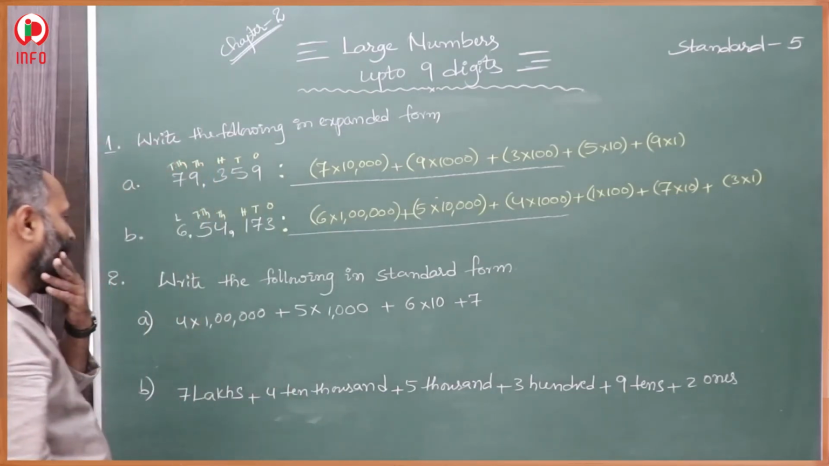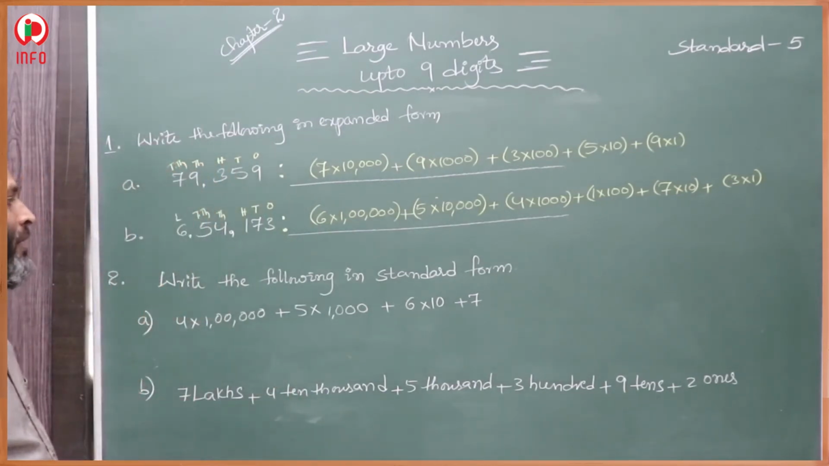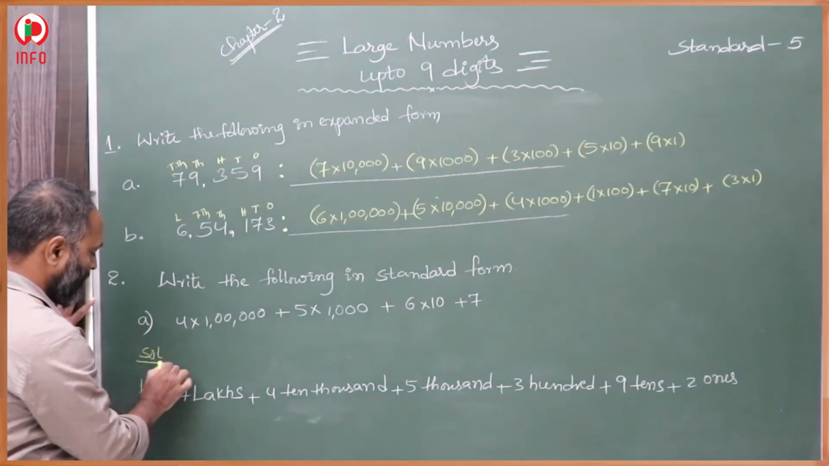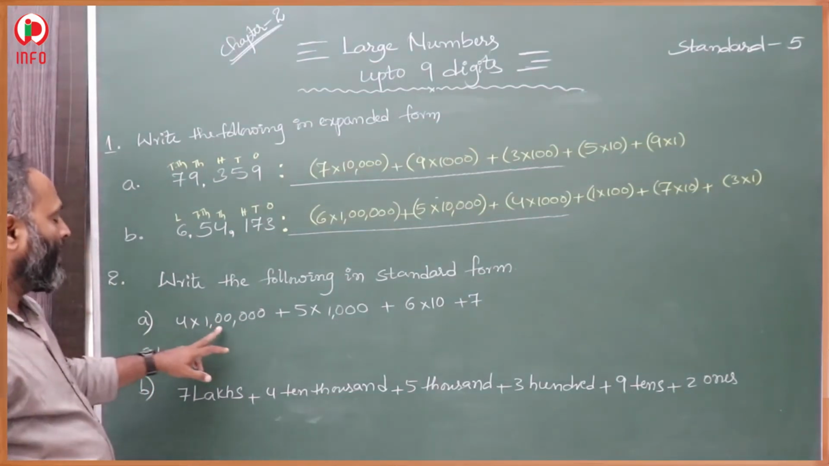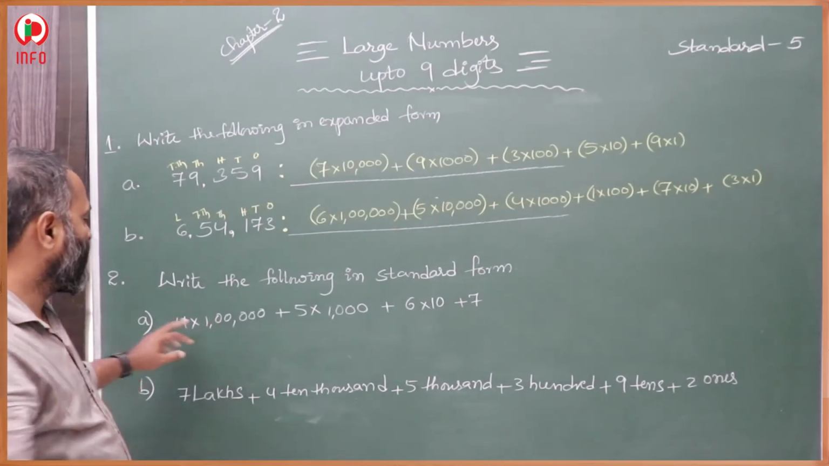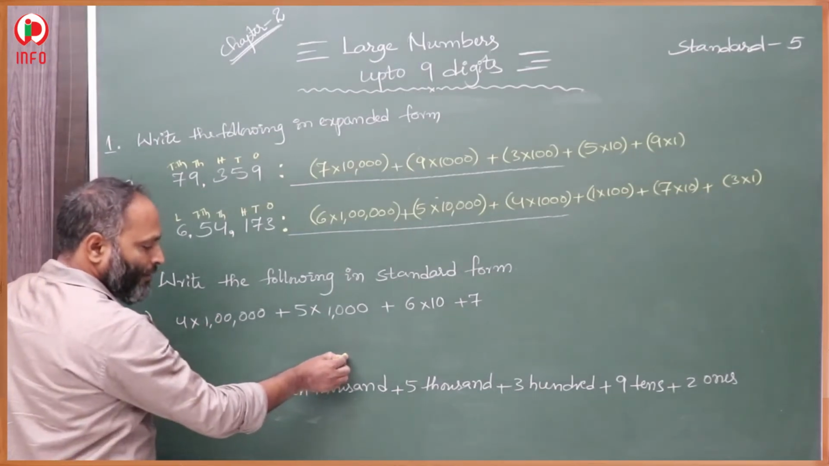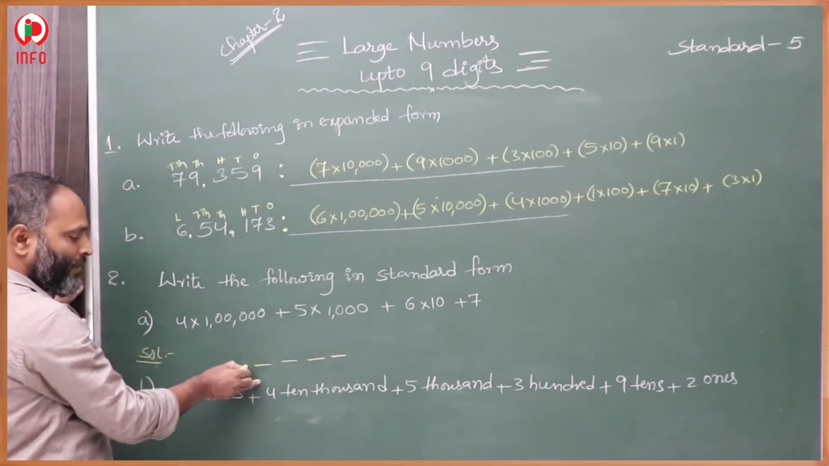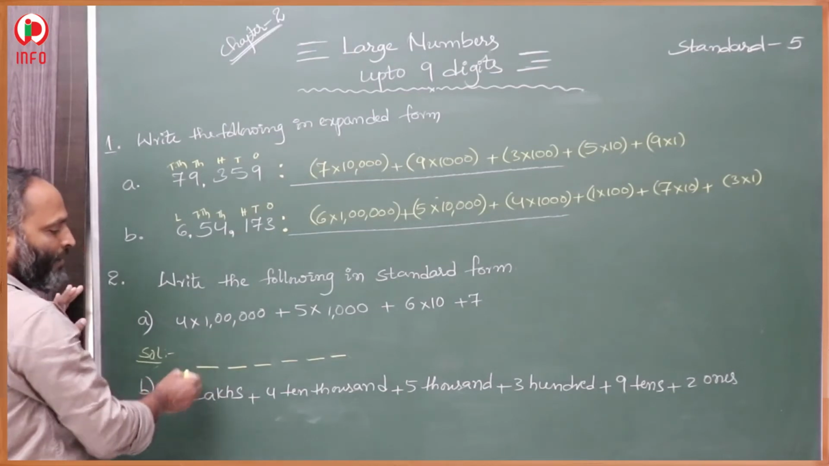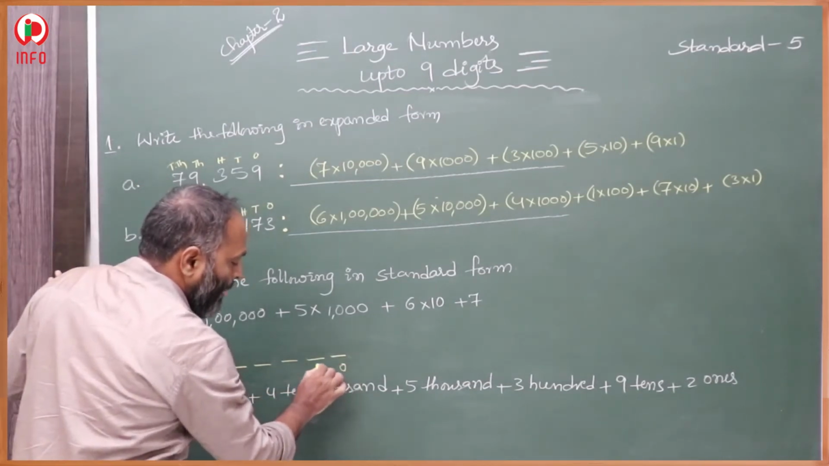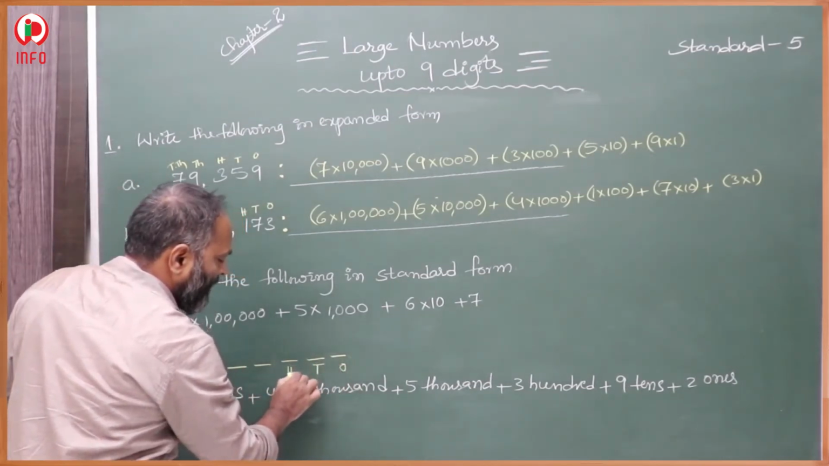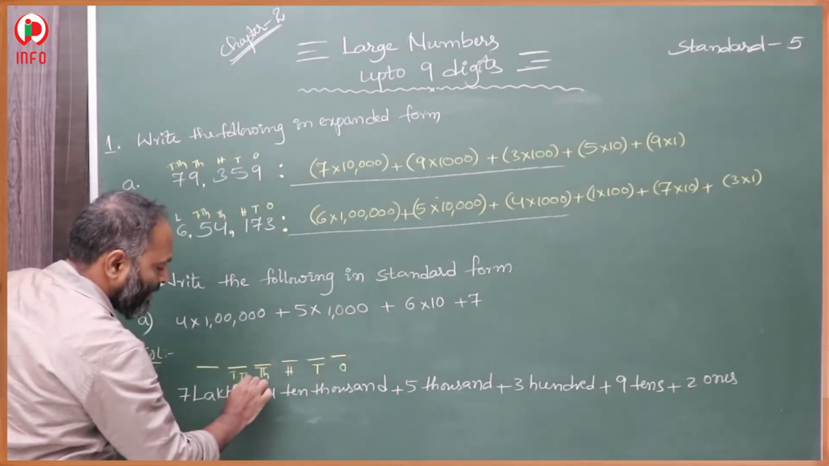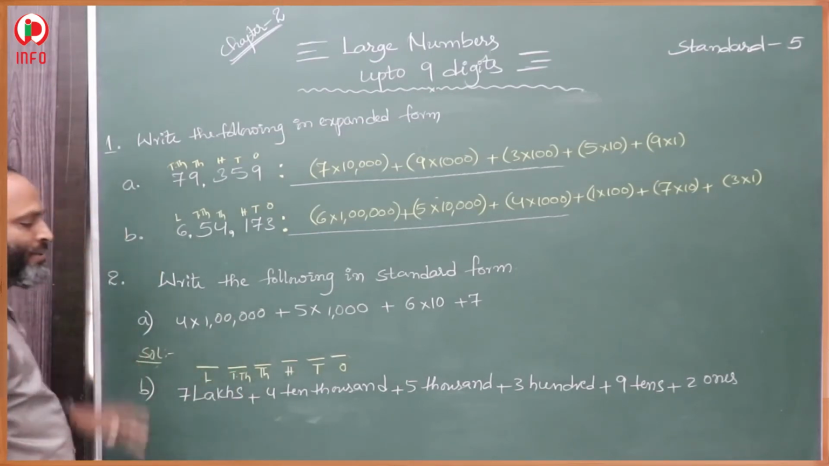Next, write the following in standard form. Our solution: here the lakhs place is given. First one is in lakhs. Ones, tens, 100, 1000, 10,000, lakh. Here ones place, here tens place, here hundreds place, here thousands place, here 10,000s place, here lakh place.